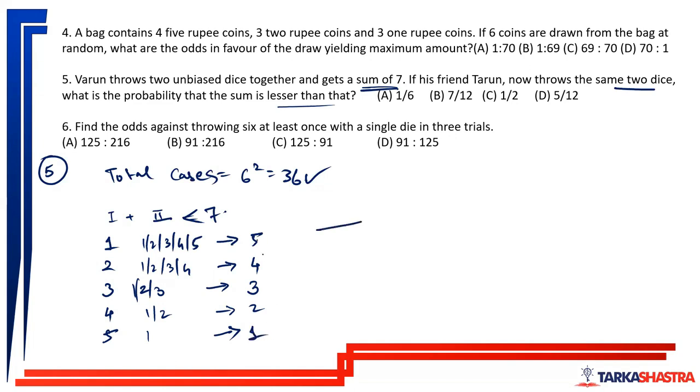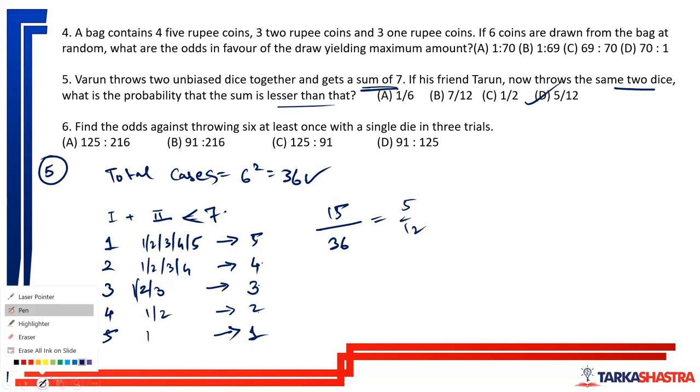So favorable cases 5 plus 4, 9 plus 3, 12 plus 2, 14 plus 1, 15. Total cases 36. That is your probability, which is 5 by 12. Okay. Moving forward to the sixth question.